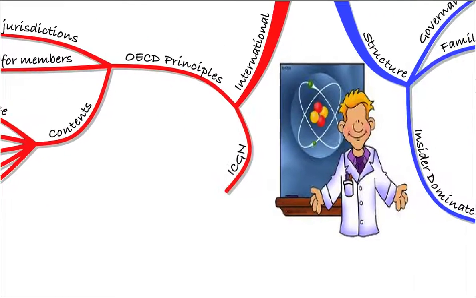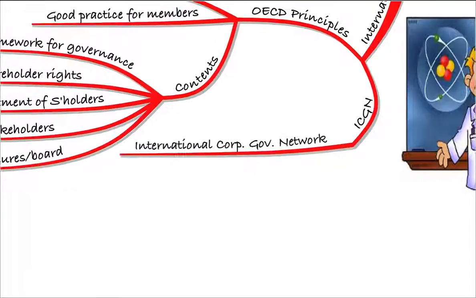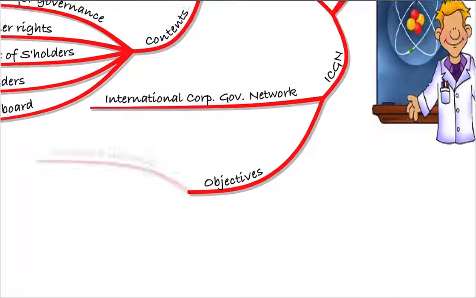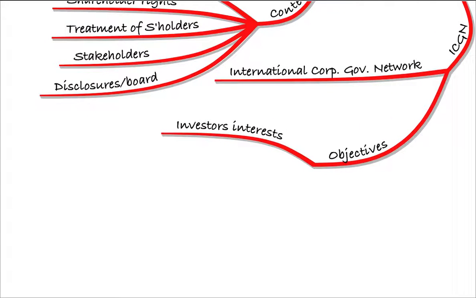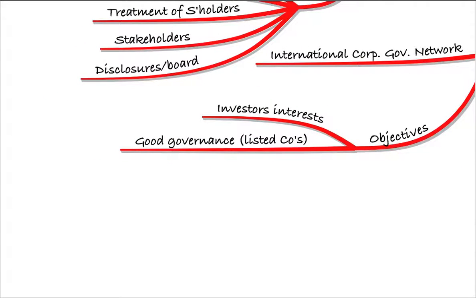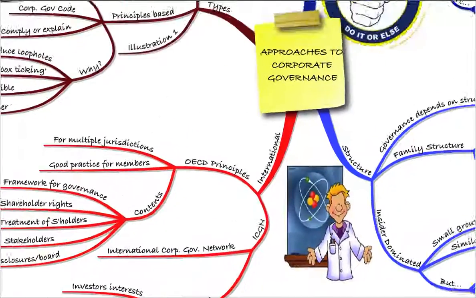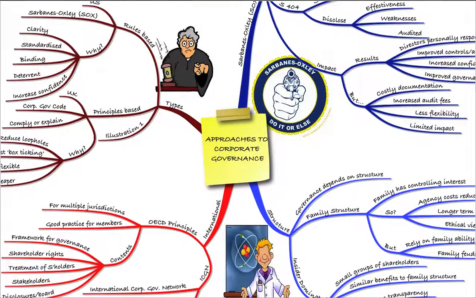Again, we have the ICGN, and that's the International Corporate Governance Network, and the objectives of it were to set out the investors' interests when it comes to corporate governance, to make sure that there's good corporate governance for listed companies, and to set out international principles that everyone should implement. So those are some of the different approaches to corporate governance.